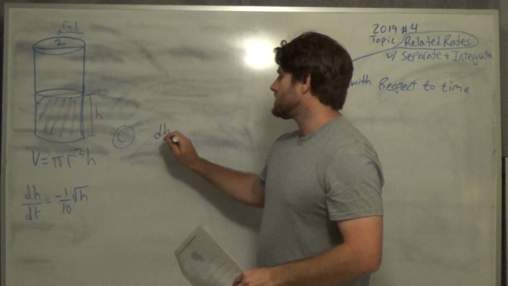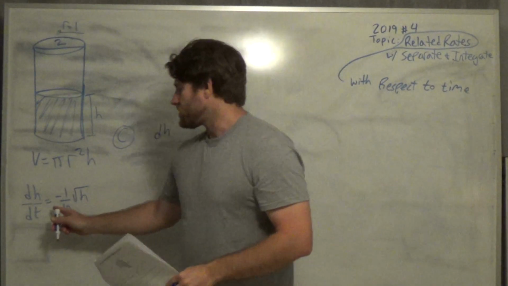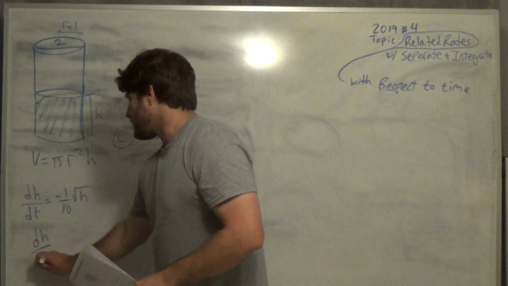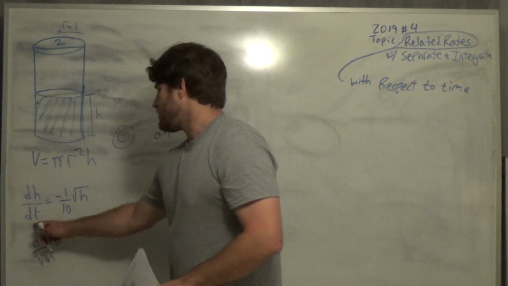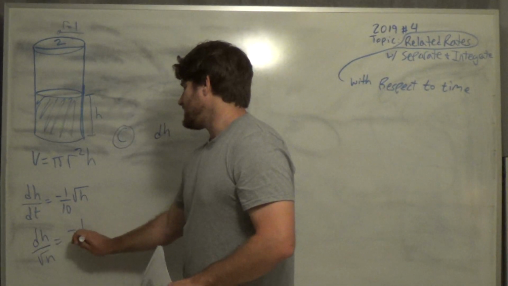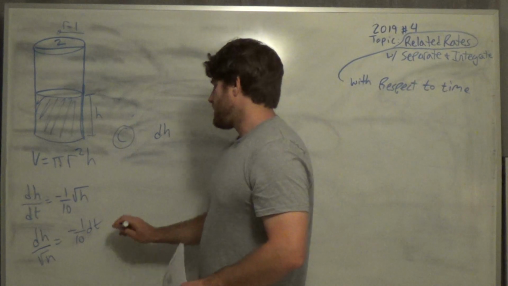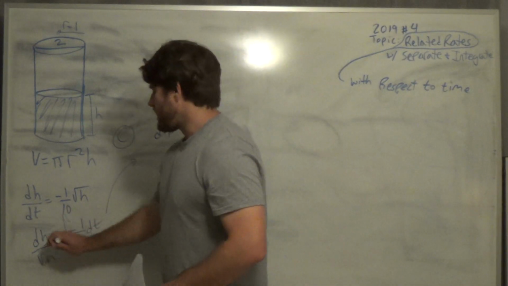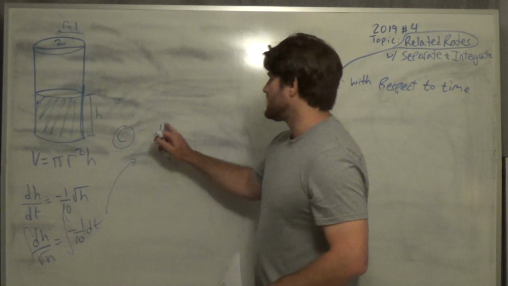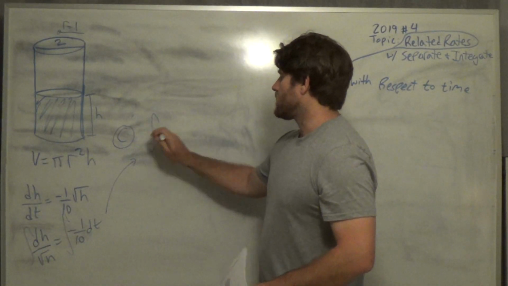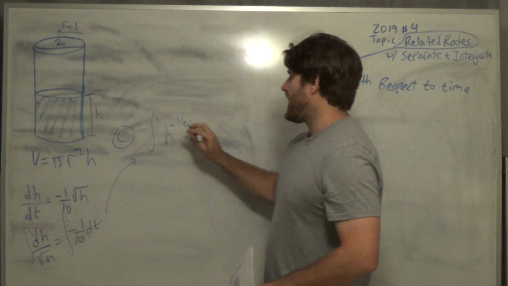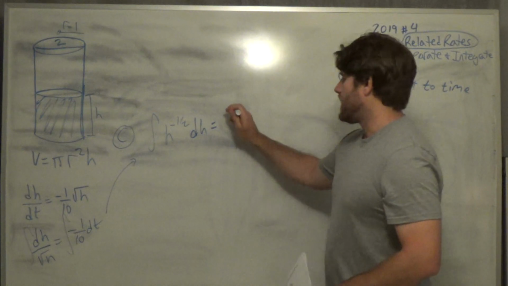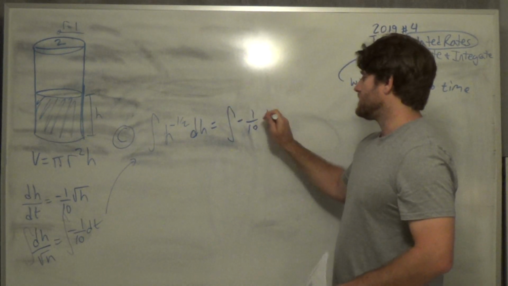So if I start with dh/dt, the first thing I want to do is separate the variables. So I'm going to divide by the square root of h over here, and I'm going to multiply the dt to the other side. Okay. Now, I'm ready to take the antiderivative. Before I take the antiderivative, I don't like this square root of h being down here. So I'm going to bring the square root of h to the top, call it h to the negative 1/2. And on the other side, we've got the negative 1/10 dt.